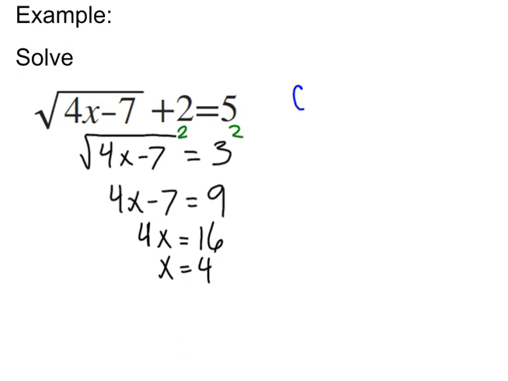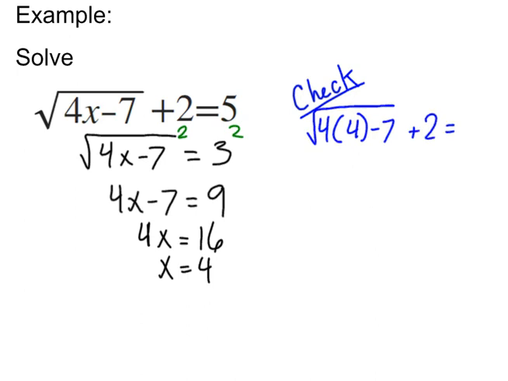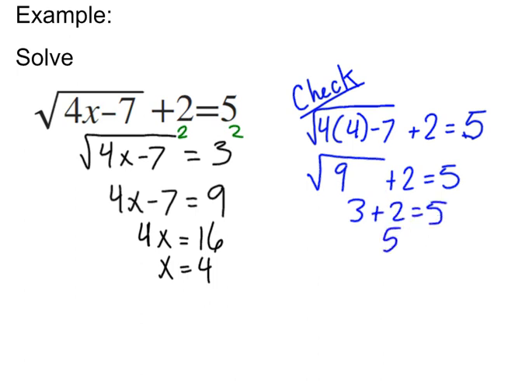Let's not forget to check our answer. Take the 4 and plug it back into the original problem. Will this equal the 5 that we started out with? 4 times 4 is 16. 16 minus 7 is 9. Square root of 9 is 3. And 5 does equal 5. So this checks out. So our x equals 4 is really our answer.